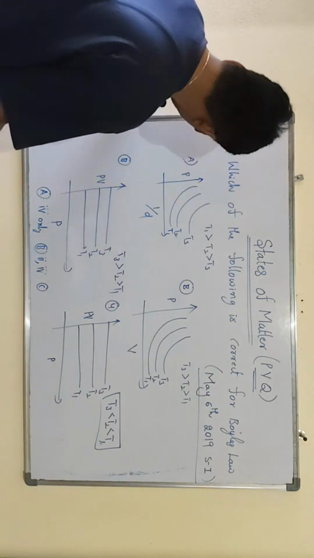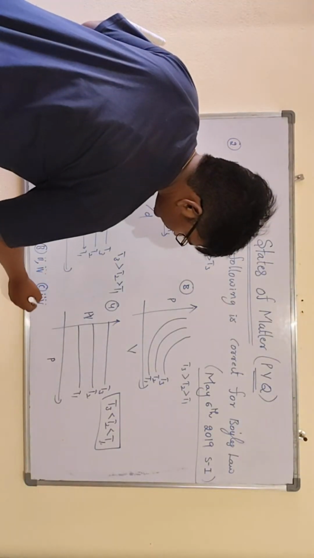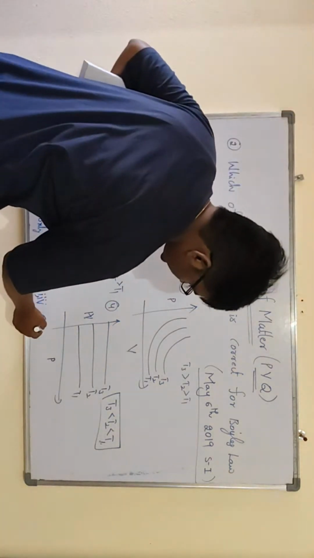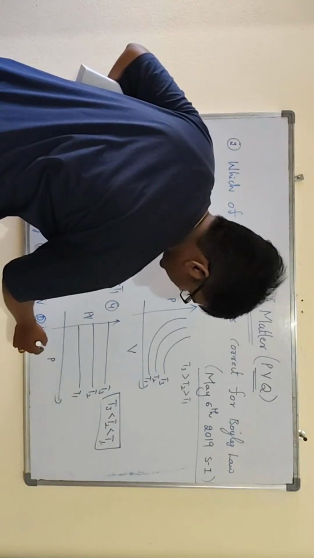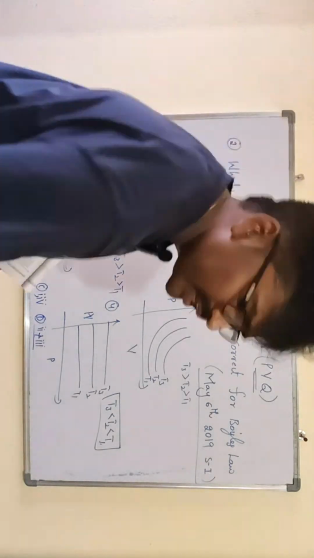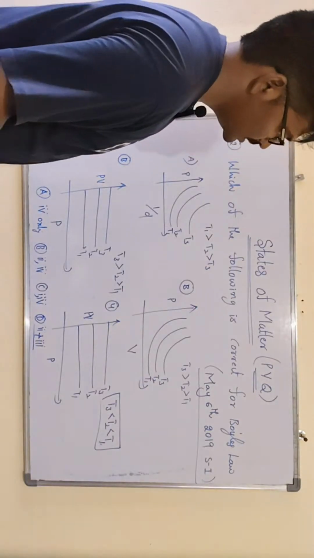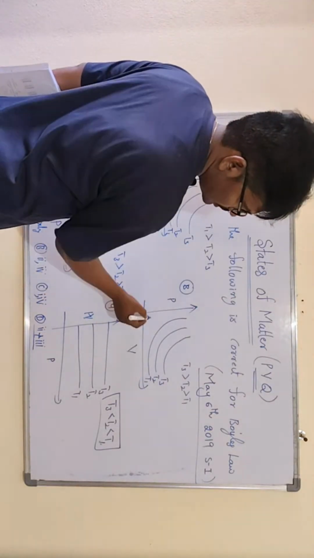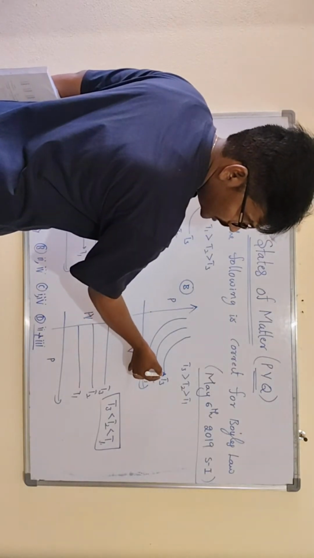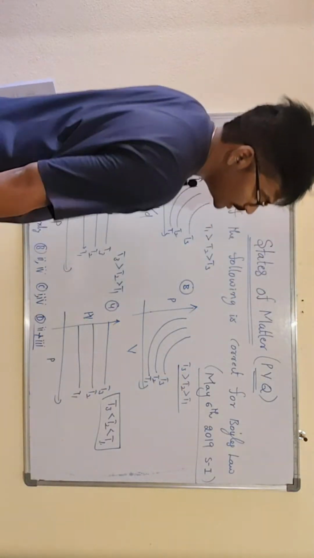Then C is given 1 and 4. Then D is given, that is 2 and 3. They have given graphs like this, so observe carefully. When pressure increases, temperature increases actually. In this case, if you observe, at this position of pressure, then T1, then T2, then T3.